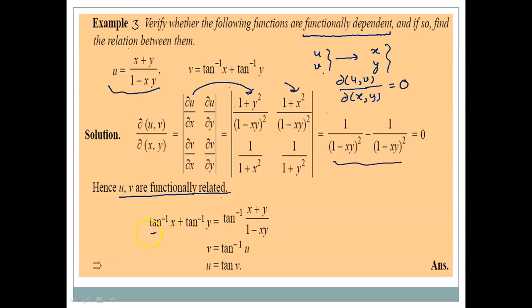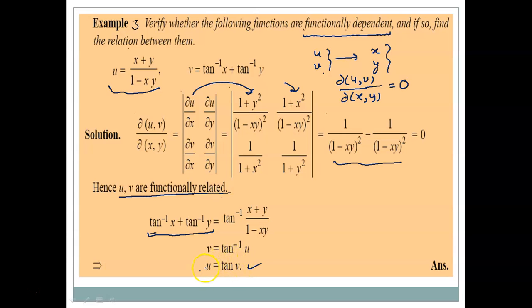Now we are given that tan inverse x plus tan inverse y is equal to v, and this (x plus y) divided by (1 minus xy) is in fact equal to u. So substitute the values here and take tan on this side, so you get tangent of v is equal to u. So you have obtained the equation which connects the variables u and v.